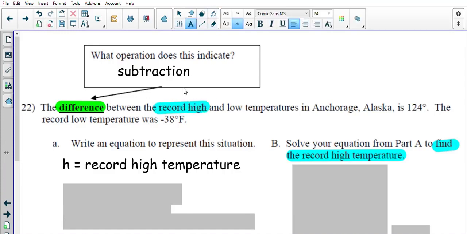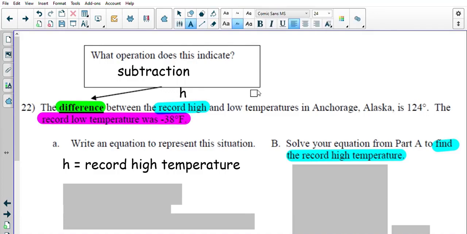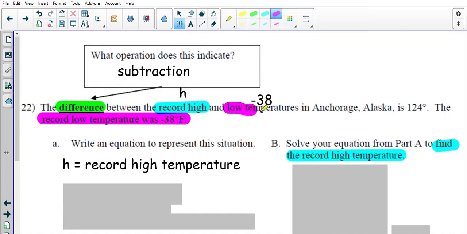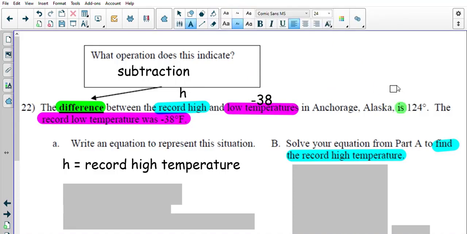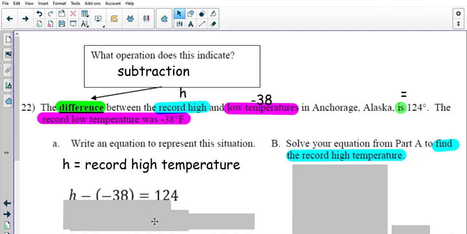And low temperatures, they actually tell me the low temperature. I'm going to highlight this in purple here. The record low temperature was -38 degrees Fahrenheit. So that is this right here. I'll highlight that in purple also. So the difference between the record high H and the low temperature -38 is, that's going to be my equal sign, 124. So let's translate this. We have a record high H minus our record low, -38, equals 124 degrees.